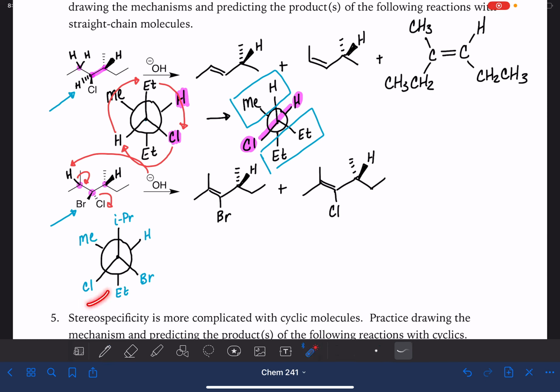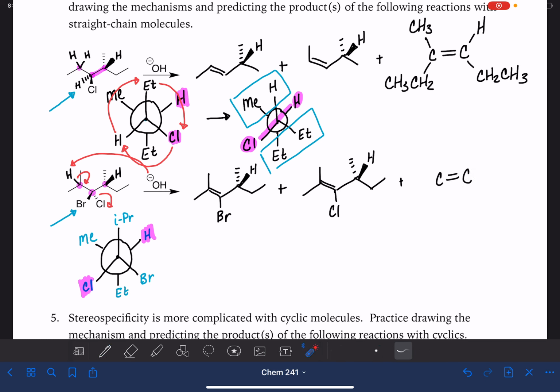So I have two leaving groups in this case. The hydrogen needs to be 180 degrees from a leaving group. And in this particular configuration, it is. So when the elimination reaction takes place in this spot, we'll have the methyl and the isopropyl cis to each other, and we'll have the ethyl and the bromine cis to each other. So let's go ahead and draw an ugly alkene over here.